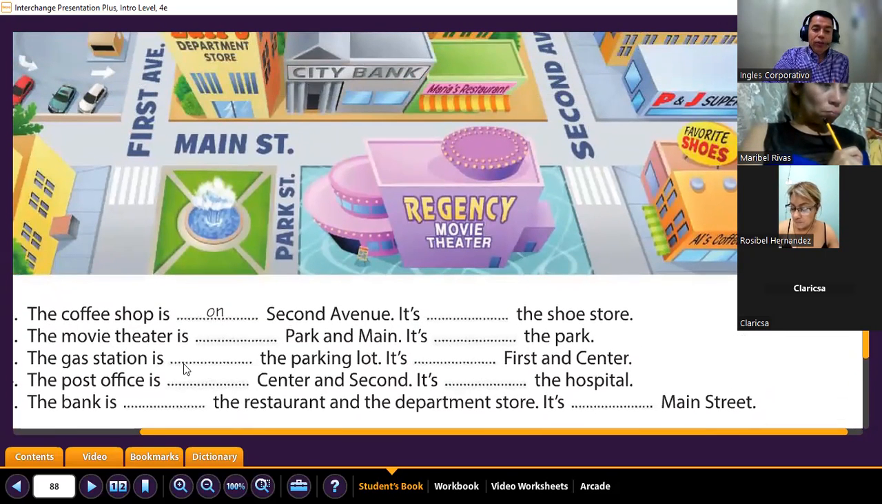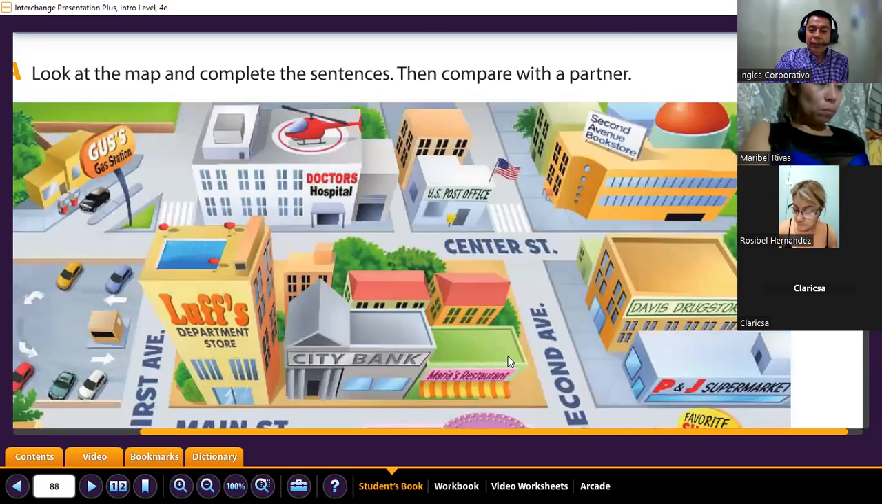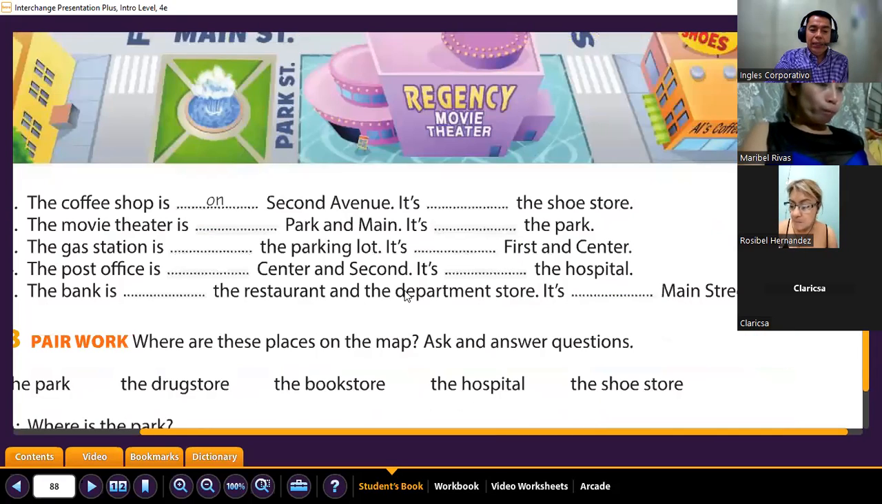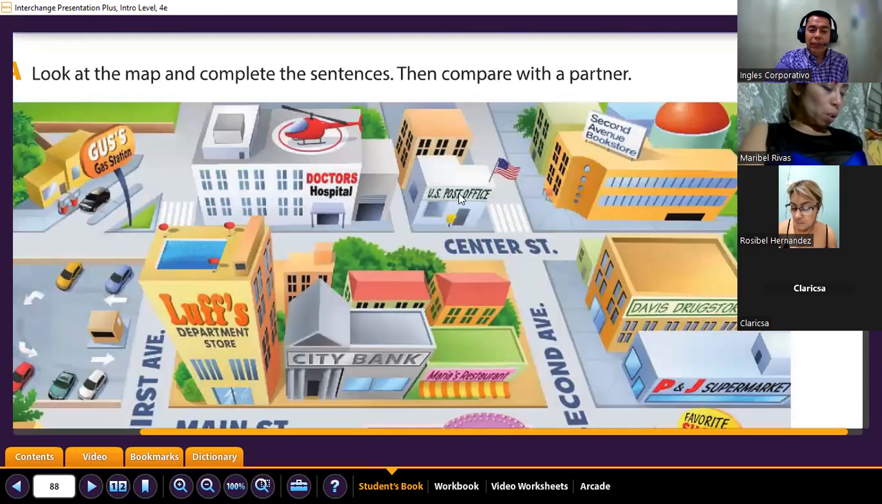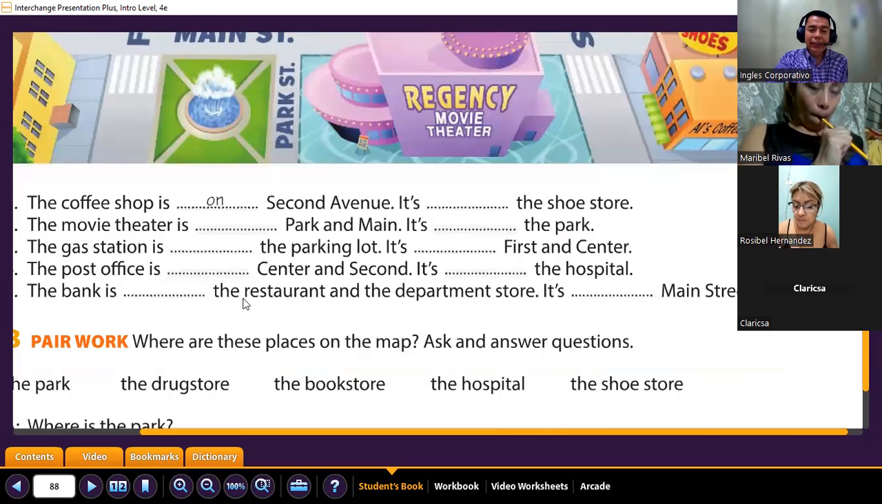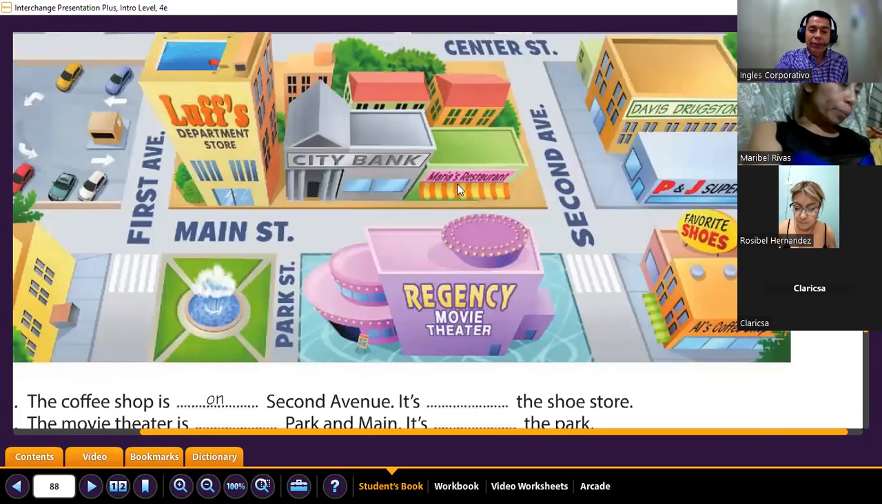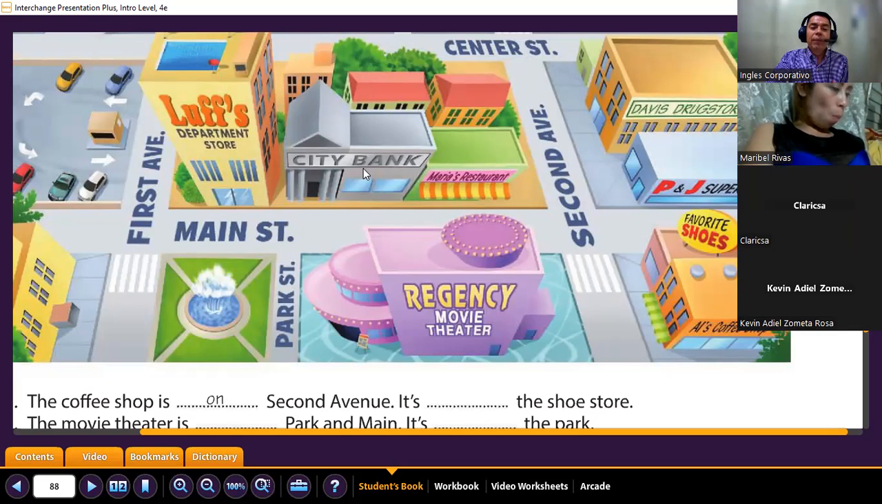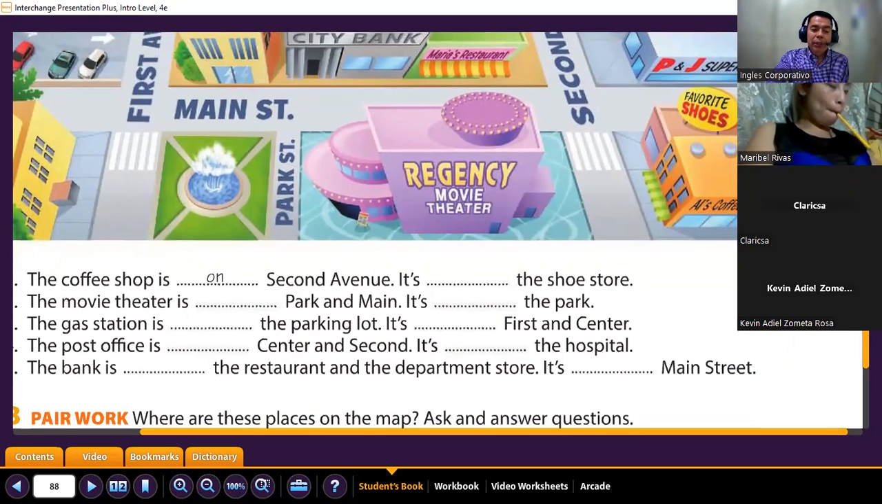Ok. So, the post office is on the corner of Center and Second. Look. On the corner of Center and Second, ¿eh? Good. And it's next to the hospital. Look. The hospital, the post office. Next to, right? Okay, and the bank is between the restaurant and the department store. So, what is the bank? On, between, across from, next to, on the corner of? Between. Thank you very much. Between the Maria restaurant and the Louvre department store, right? Okay. So the bank is between the restaurant and the department store.